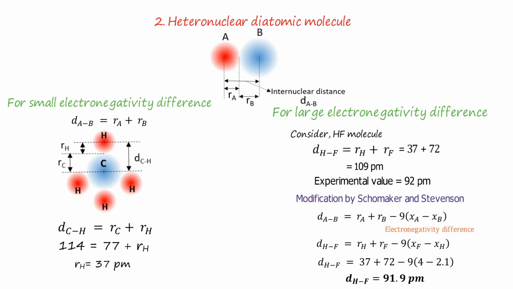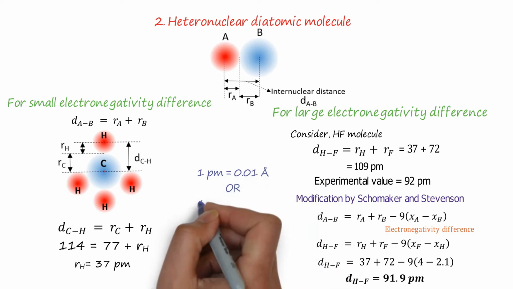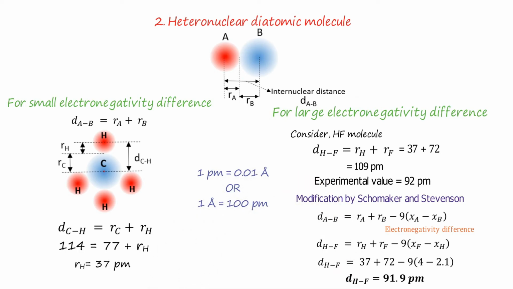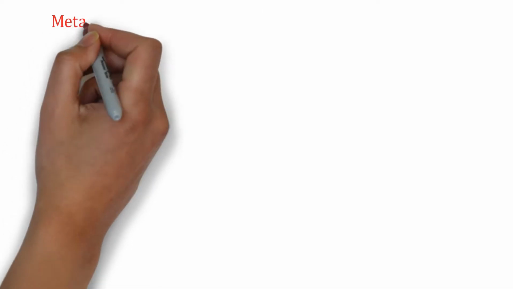Atomic radii are usually expressed in two different units, angstrom or picometer. But one can easily convert angstrom to picometer or picometer to angstrom by applying these two unit conversion formulae when required. But in my whole discussion, I will consider only picometer.